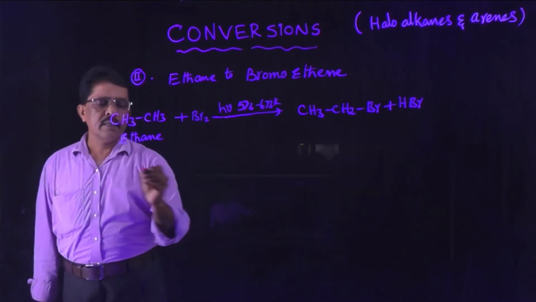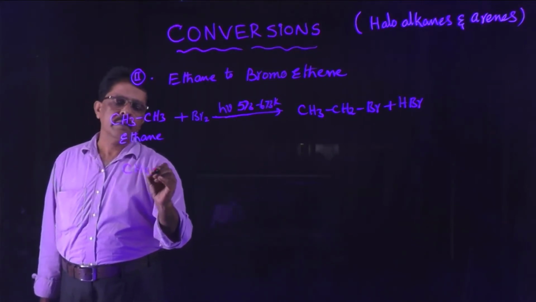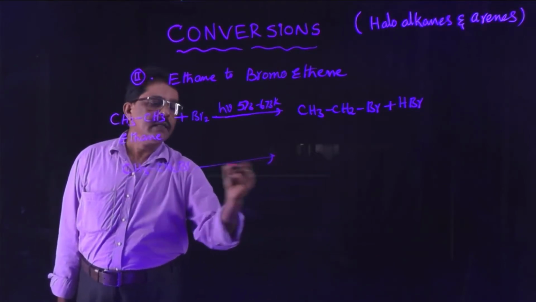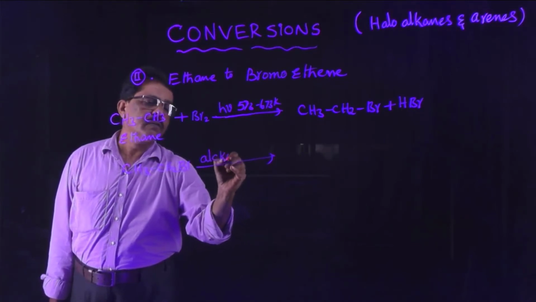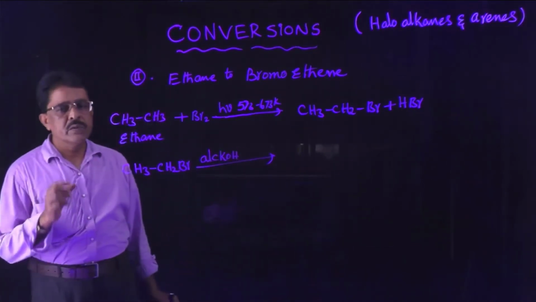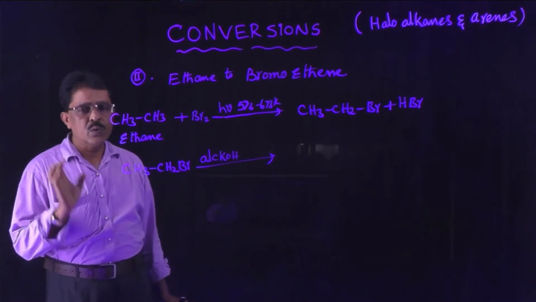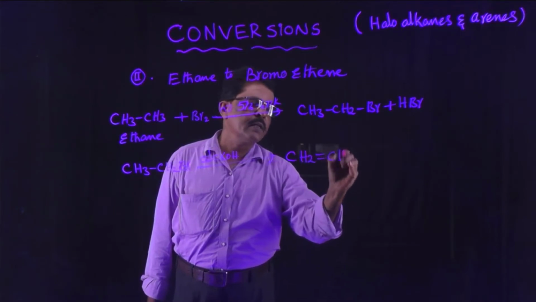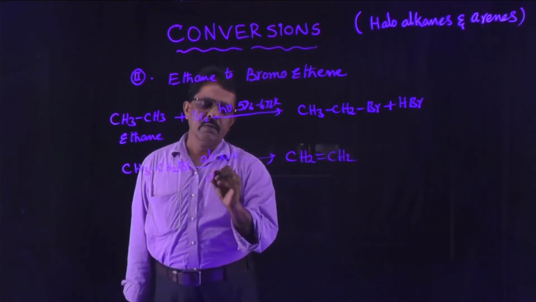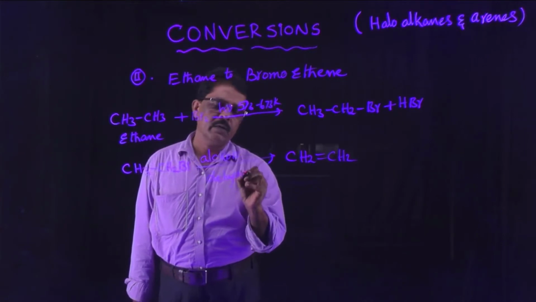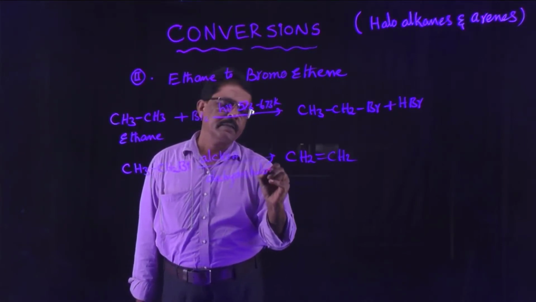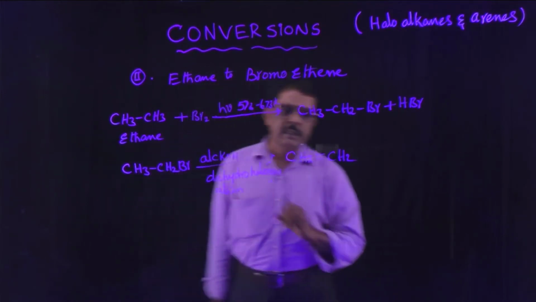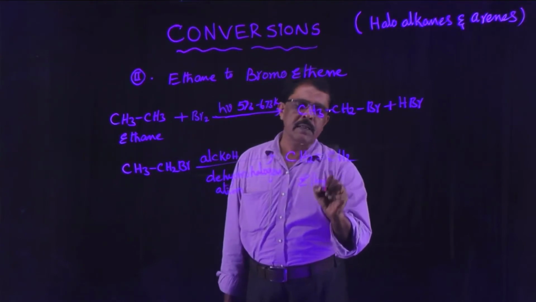Then this ethyl bromide is heated with alcoholic KOH. Alcoholic KOH is the reagent used for dehydrohalogenation. Then you will get CH2=CH2. Dehydrohalogenation takes place, so ethylene is formed. This one is the ethylene.